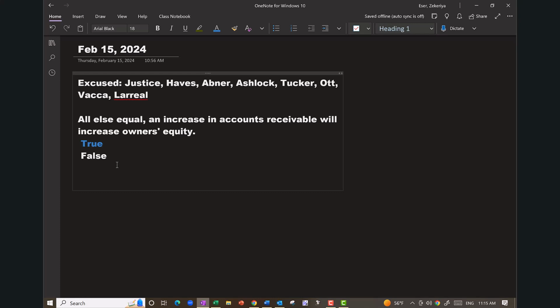Remember, equity is assets minus liabilities, and assets are current assets plus net fixed assets, and accounts receivable are part of current assets. So if all else equal, an increase in accounts receivable means an increase in assets, which immediately implies, everything else being the same, an increase in equity. That would be a perfect explanation. Okay?